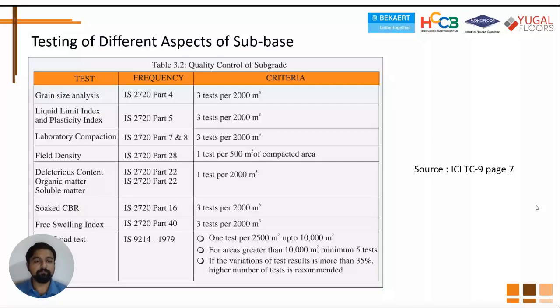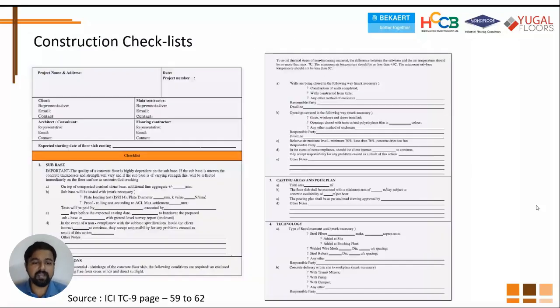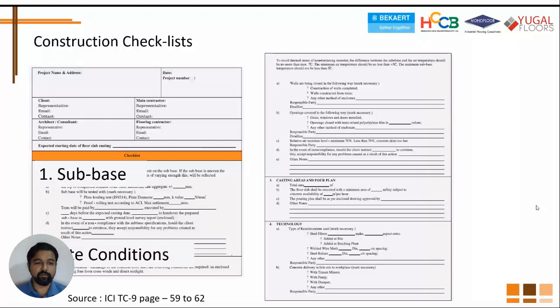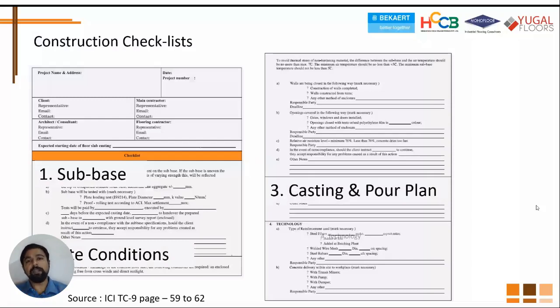So ICI TC 9 also gives very good construction checklists. All of you should take a look at this and should use it. Different aspects like the sub-base, site conditions, how well the side shutter is provided so that there is no interference from wind, how well the top sheets are made so that you don't have interference from rains.